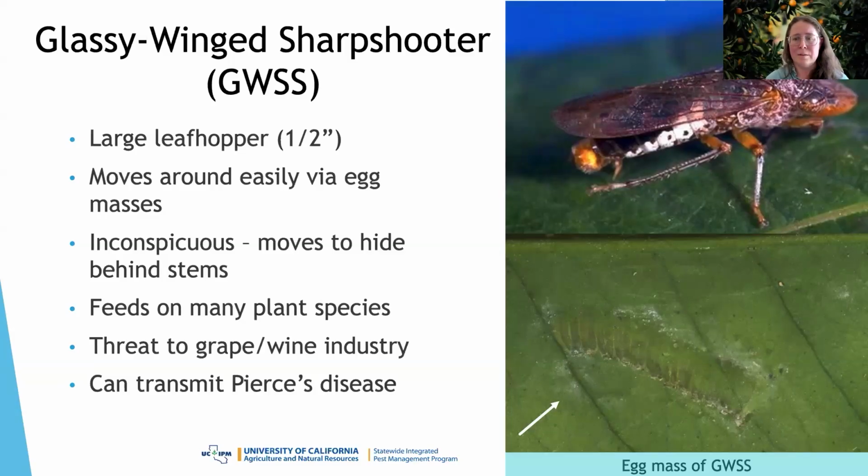Other insects, including some California native sharpshooter species, can also transmit Pierce's disease. However, glassy wing sharpshooter is a particularly effective vector because it tends to build up larger populations and fly farther distances than native species.